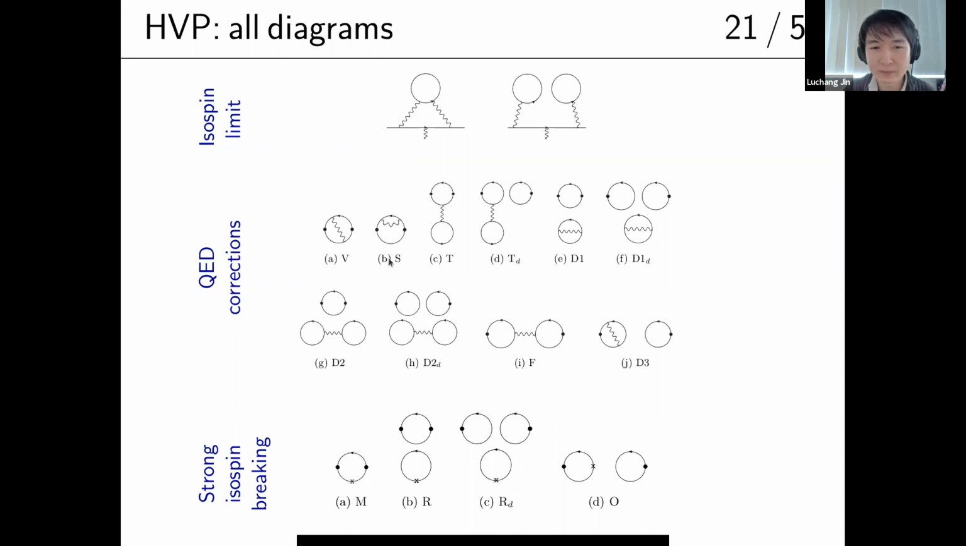But they are explicitly suppressed due to the photon propagator and the QED charges and the up-down quark mass difference. So although they are more complicated diagrams and there are a lot of them, with the explicit suppression, they are relatively easy to get to the required accuracies.